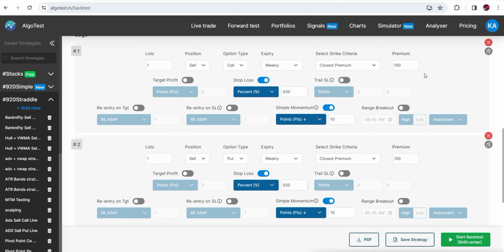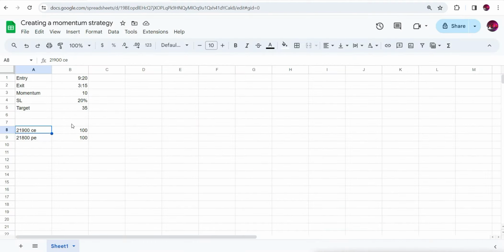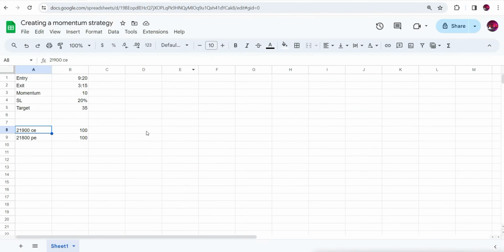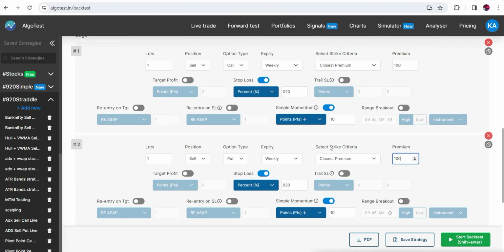So how this is going to work: it selected a 100 rupees premium at 920. What is our momentum? 10 points down. So if the market moves 10 points down, at 920 our option strikes, that is 21,900 CE and 21,800 PE, it can be any at morning 920, we have just taken this for example, so it will take entry. What is our stop loss? 20%. 20% means 20 points is our stop loss. If the market moves against our position by that much, we will exit.